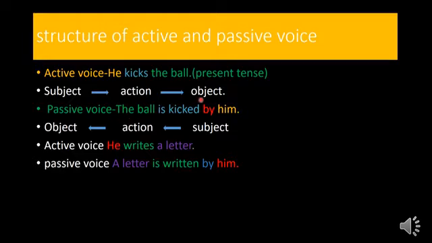So the object here, the ball, becomes the subject here, the ball. The ball is kicked by him. That is, the action is passed on from subject to object in the reverse direction. He kicks the ball, passive voice, the ball is kicked by him. You add the preposition by here.